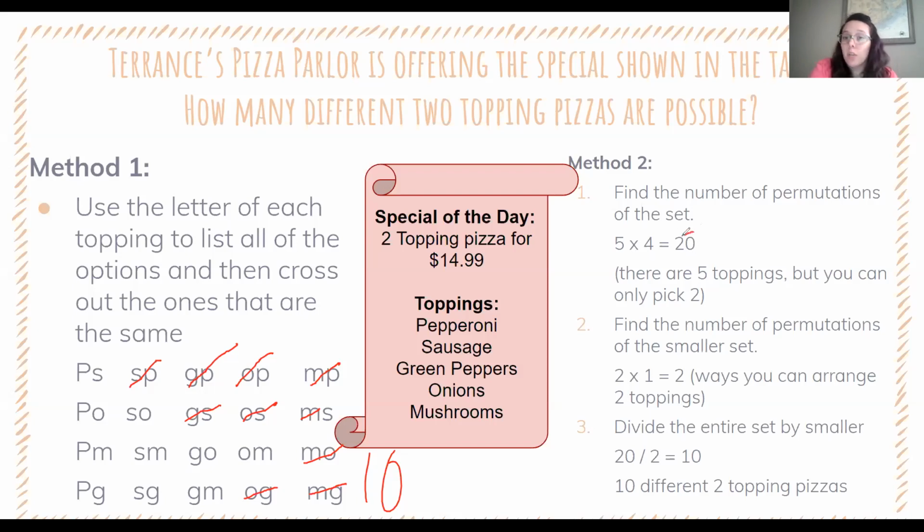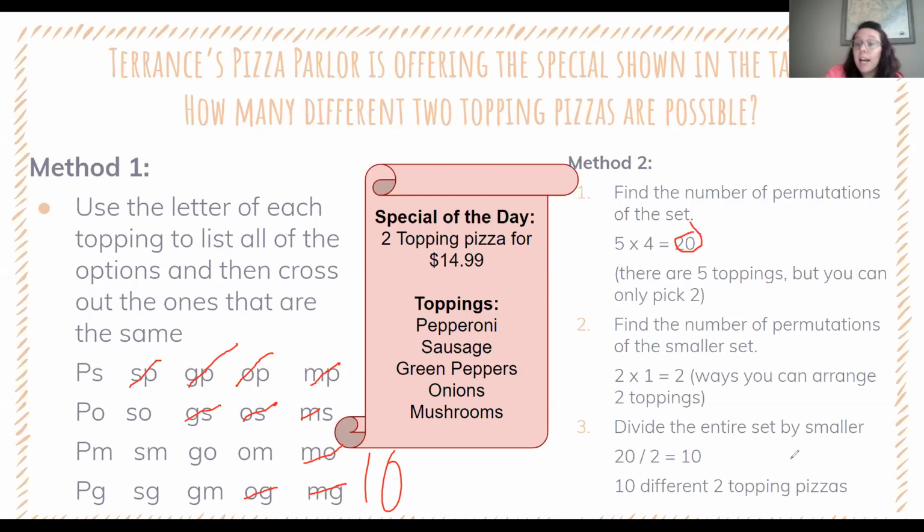So there are 20 to choose from, which is actually what you guys listed out over here. You've listed a total of 20. Then your next thing is to find the number of permutations of the smaller set. What that means is I have 2 toppings, okay? The first topping is gonna be one of those. It's gonna be from the 2 choices that you have of the 2 toppings, and then the second one will be 1, which is what you have left. So there are 2 ways that you can arrange 2 toppings.